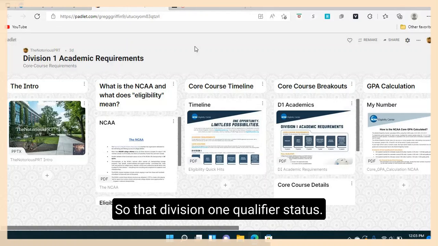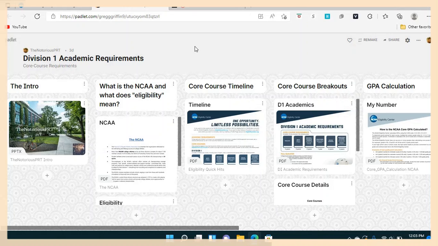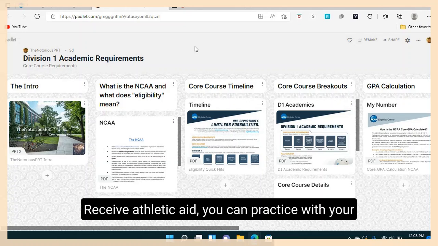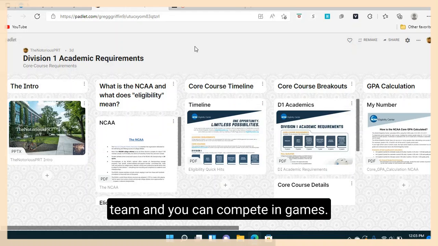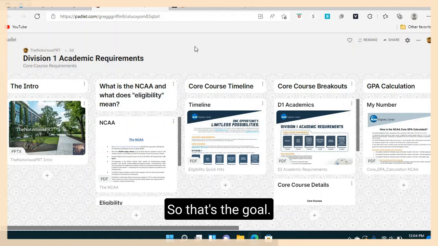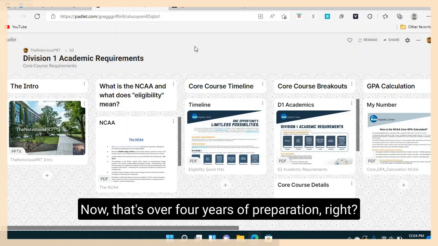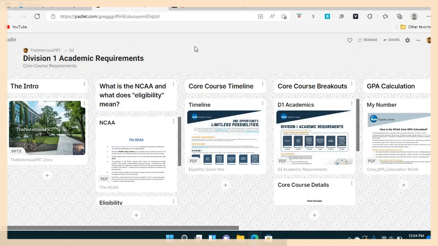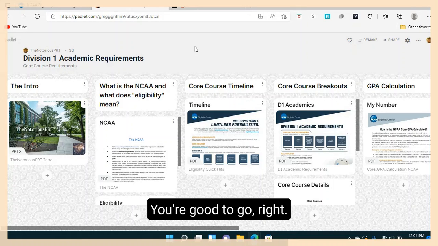So that Division 1 qualifier status, what does it allow us to do? And that's our goal. You can get that scholarship, right? Receive athletic aid. You can practice with your team and you can compete in games, right? So that's the goal. Now, that's over 4 years of preparation, right? You want to prepare as a freshman, as a sophomore, as a junior, as a senior. You get all that information, you're good to go, right?